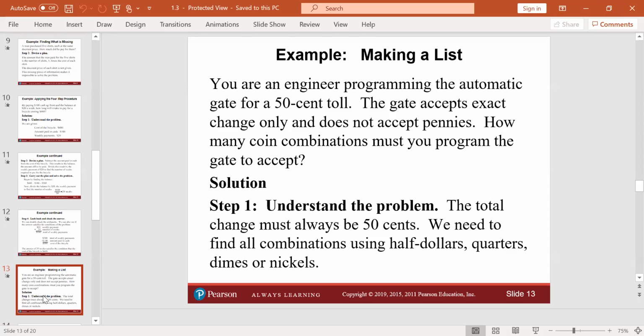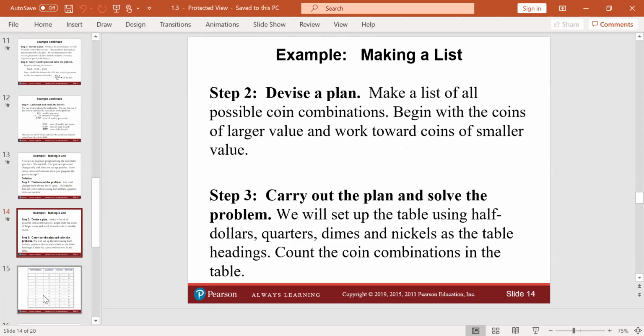So in other words, we need to find all the combinations we can have that add up to 50 cents using nickels, dimes, quarters, or 50-cent coins. So let's see, we need to devise a plan for this one. Again, it seems like just making a list, checking it twice is going to be the best thing that we can do here. We just start thinking about them and see if you can get every possible combination. So it's just a little bit of logic.